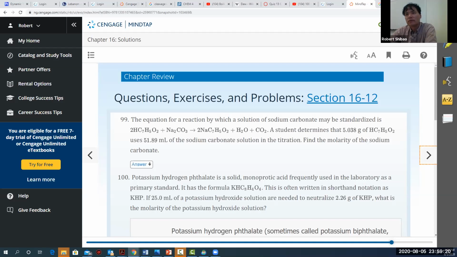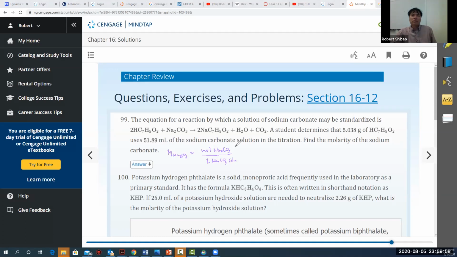The student determines that 5.038 grams of acid uses 51.89 milliliters of sodium carbonate solution in the titration. Find the molarity of sodium carbonate. All right, now titrations, we're after molarity usually. And so molarity of sodium carbonate is what we want. So what do we need in order to get the molarity of sodium carbonate? We need the moles of sodium carbonate divided by the liters of sodium carbonate solution.